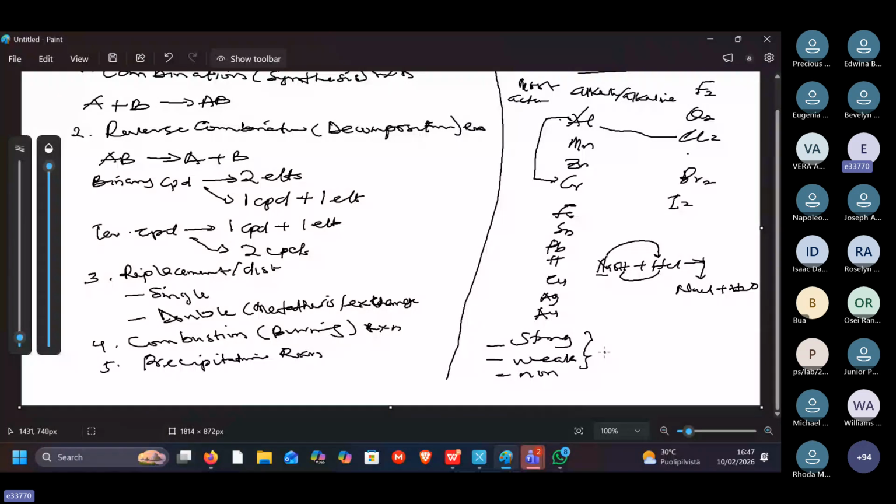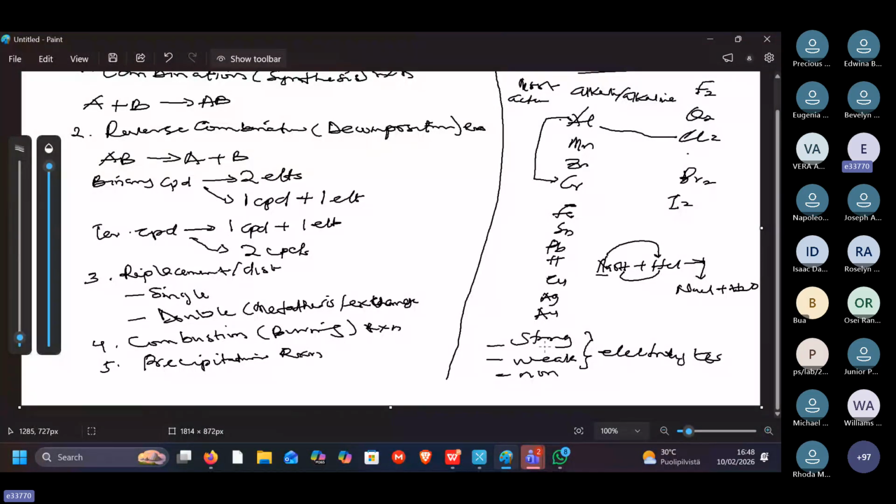Okay, the strong electrolytes are those that can completely dissociate in water. So they completely dissociate into the ion forms, that is, you have the full cation and then the full anion. We mentioned that ionic compounds, most of them, dissociate completely in water. Then strong acids and strong bases also dissociate completely in water. So these are the strong electrolytes.